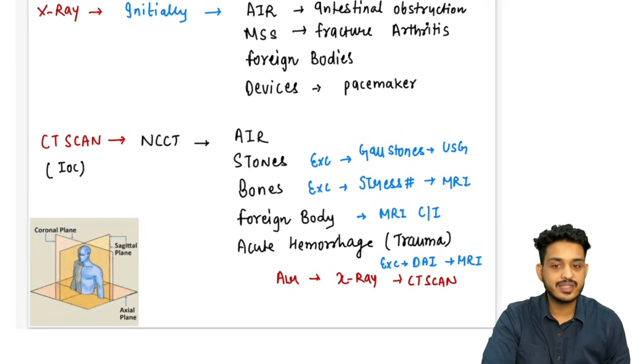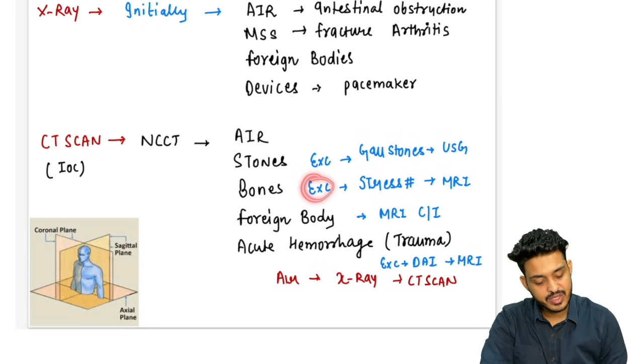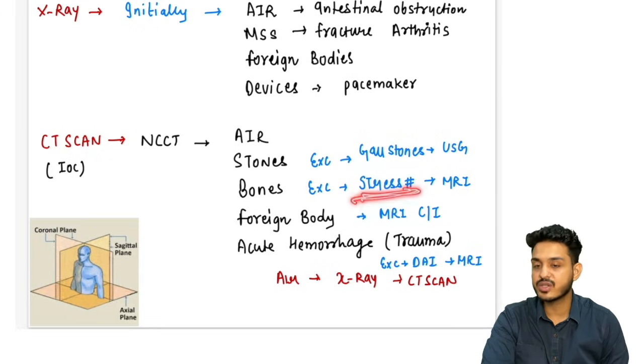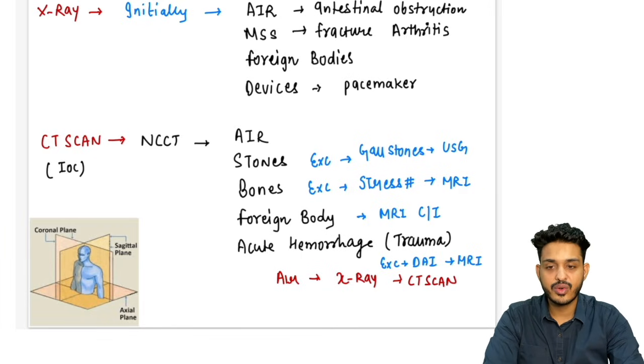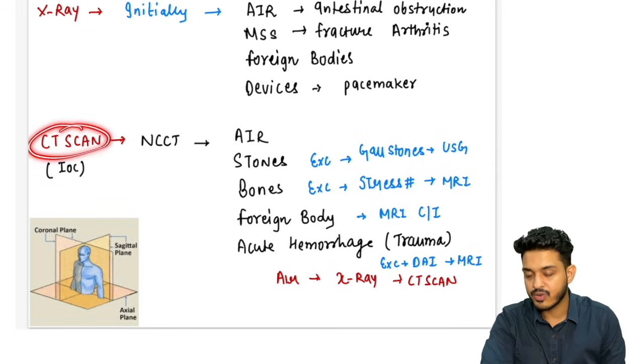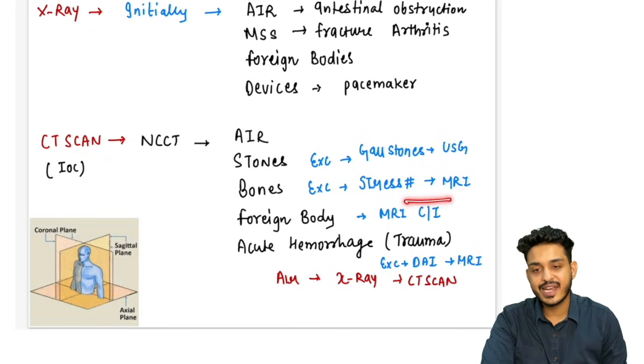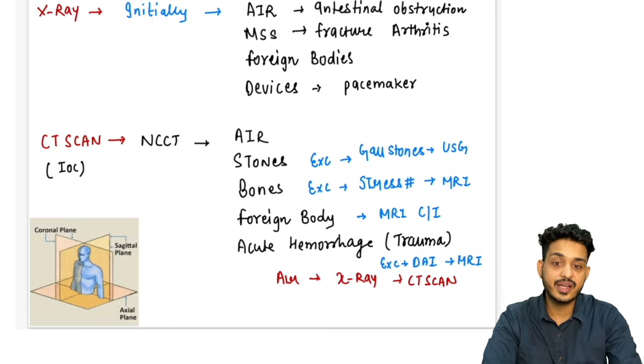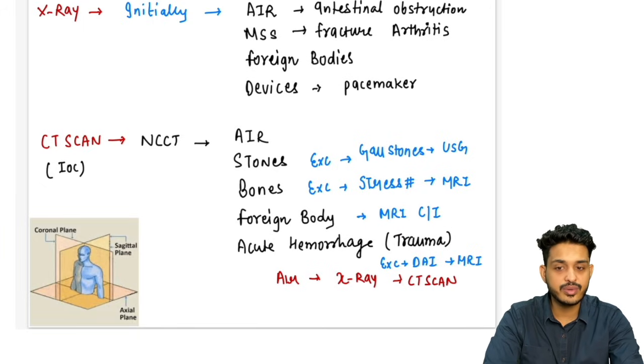If you are not finding something in the X-ray, you can go for CT scan. But what is the exception? The exception is going to be stress fracture. If a stress fracture is there, it is going to be MRI that you are going to do. Right? For all the foreign bodies, you can do CT scan. Remember, MRI is contraindicated. You are not going to do MRI.